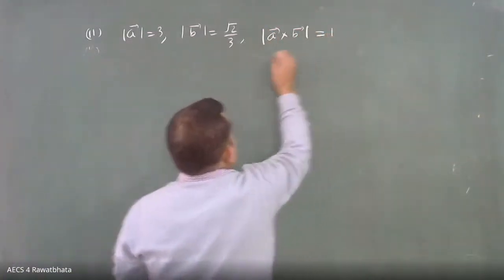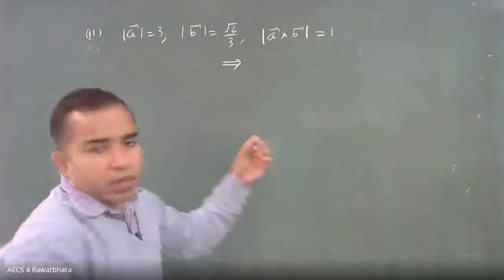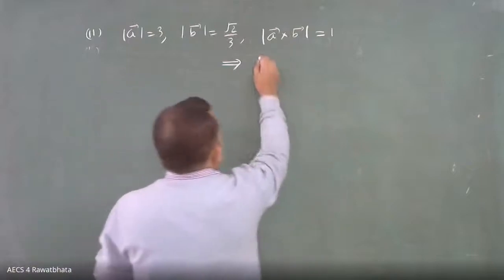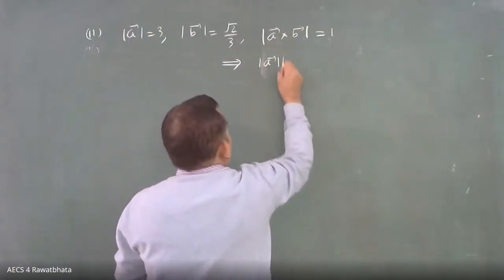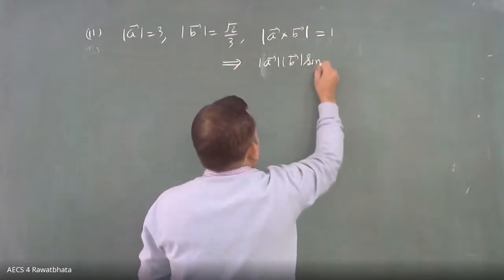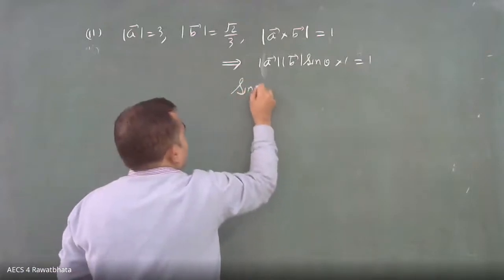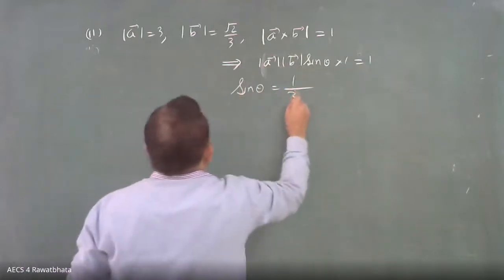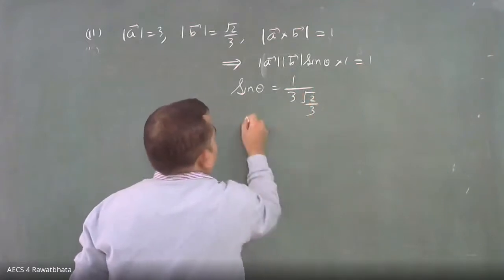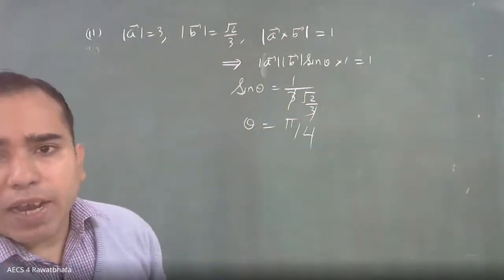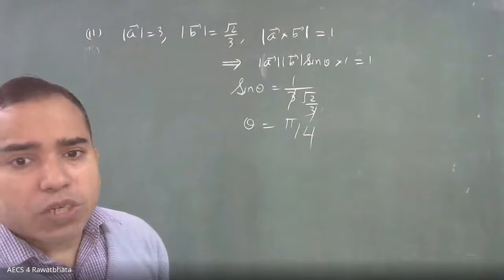They have given that A cross B is a unit vector, so the magnitude of A cross B is 1. And the magnitude of A cross B is mod A, mod B, sin theta, n cap. The magnitude of n cap is 1. So it becomes mod A, mod B, sin theta equals 1. So sin theta is going to be 1 upon mod A into mod B. So theta is how much? Pi by 4. You can check the answer. It was question 11. Yes, sir, pi by 4. And similarly, question 12 is there.